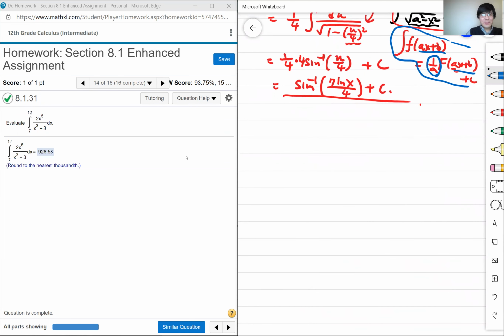Okay, now this one we really need a calculator. Okay, 7 through 12 of 2x to the power 5 over x cubed minus 3 dx. First thing to notice for this rational expression is this is improper because the degree of the numerator is greater than the degree of the denominator. So let's do the division.